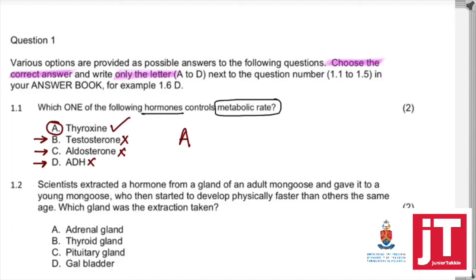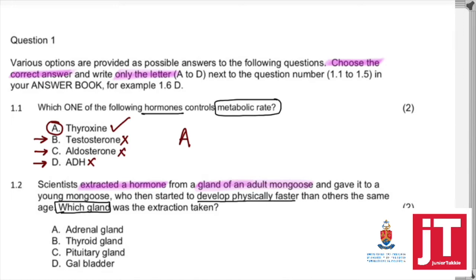If we move to question 1.2, here it talks about a hormone that was extracted from a gland of an adult mongoose. Now, the context here is quite strange, something unique, so let's not let that confuse us. Because here we're still talking about a hormone, and it was extracted from an adult mongoose, and it was given to a younger mongoose. So here we're talking about development, all right? Because we've got the adult, more developed, young mongoose, less developed, but we're looking at a hormone.